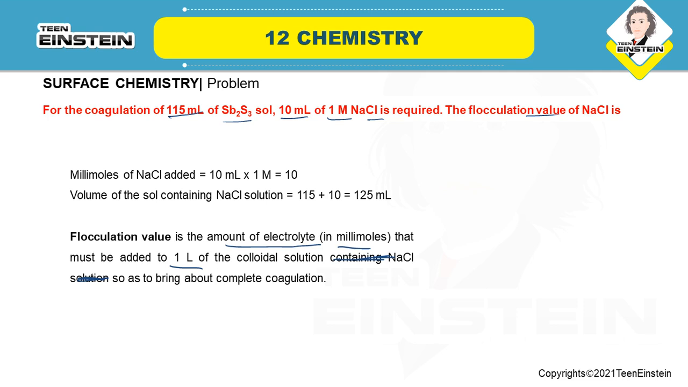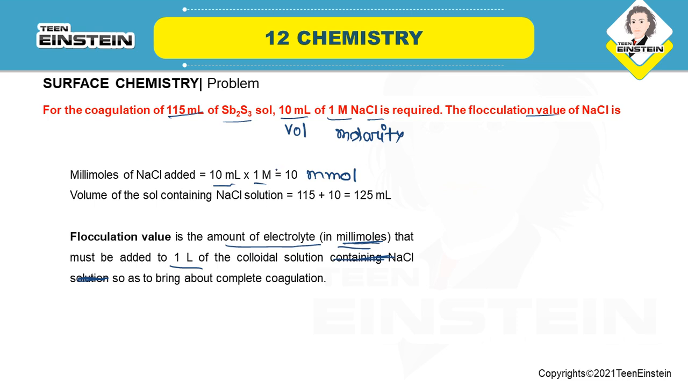Okay, so here first we will find out the millimoles of NaCl. How can we do so? Here the volume is given in ml and this is the molarity. So if you multiply molarity and volume in ml, you will get the corresponding millimoles.